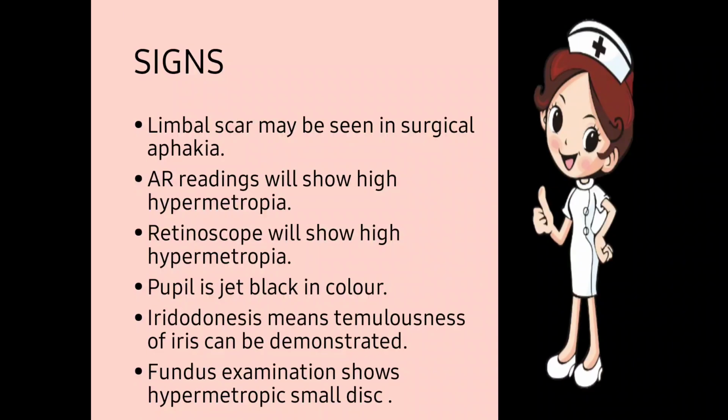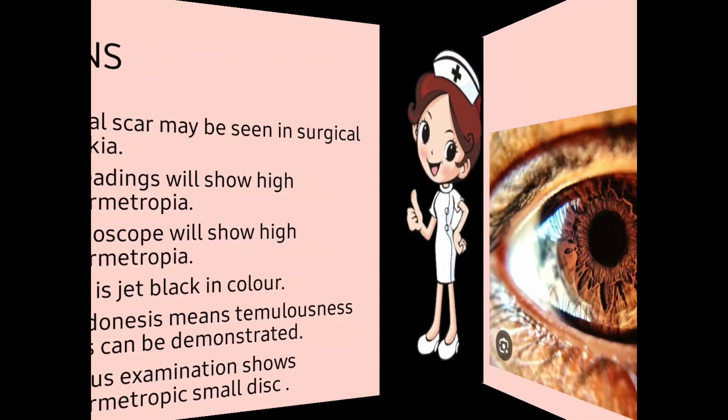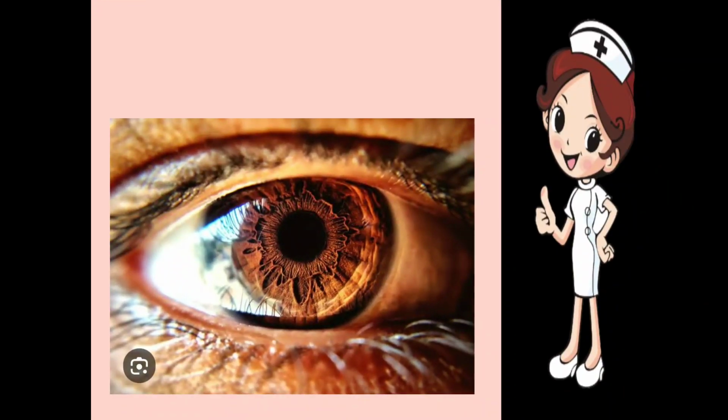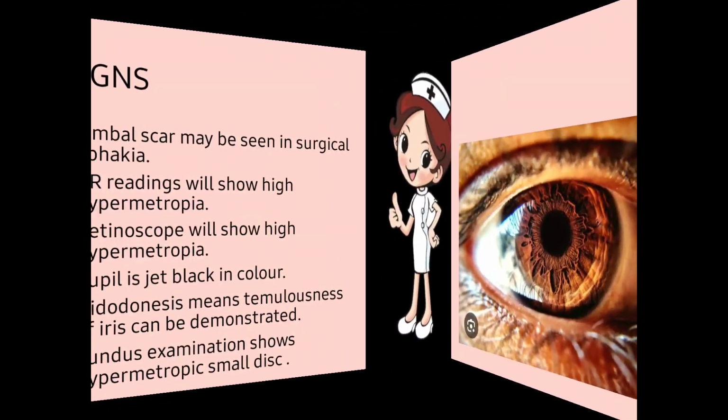Next one, signs. Now, a limbal scar may be seen in surgical aphakia. So here is the limbus area. The limbal scar may be seen at its border. Simply a small scar should be present somewhere in case of aphakia.